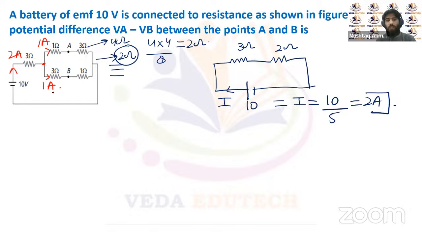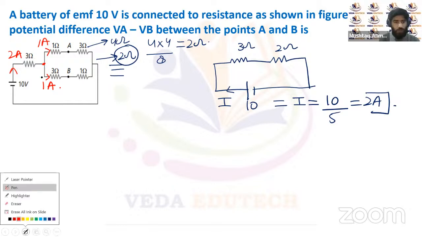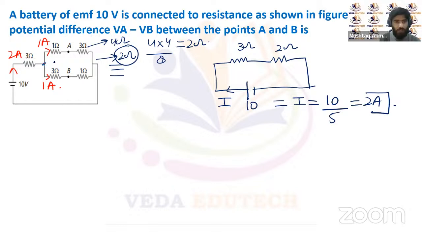But we have to find the potential difference between points A and B. Let's suppose that we choose this point here. Let me call this point C. The current is flowing through this 1 ohm resistor, so we can find the potential difference across this 1 ohm resistor.